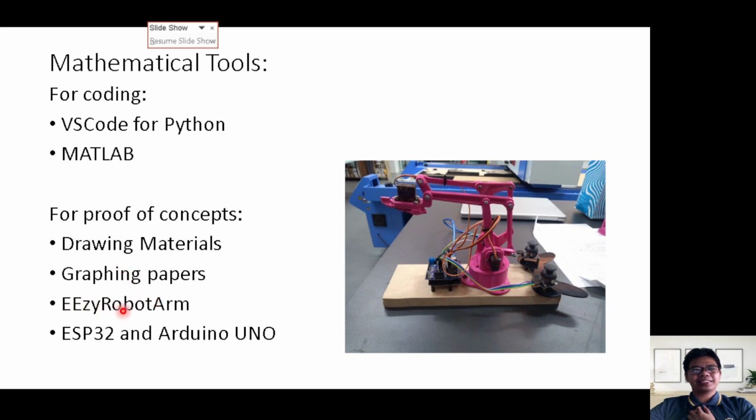The Easy Robot Arm, a tangible tool. So this is the Easy Robot Arm. This will help us experiment with real-world robotic movements and interactions. And lastly, the ESP32 and Arduino Uno. These hardware platforms will serve as our playground for creating and testing physical robotic prototypes, adding a hands-on dimension to our learning experience.